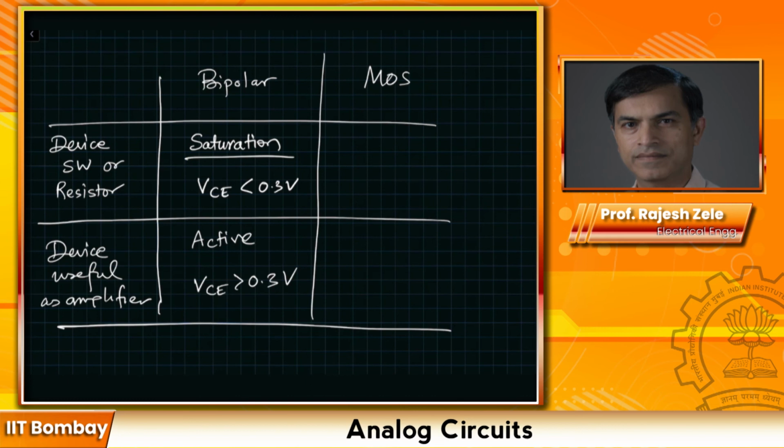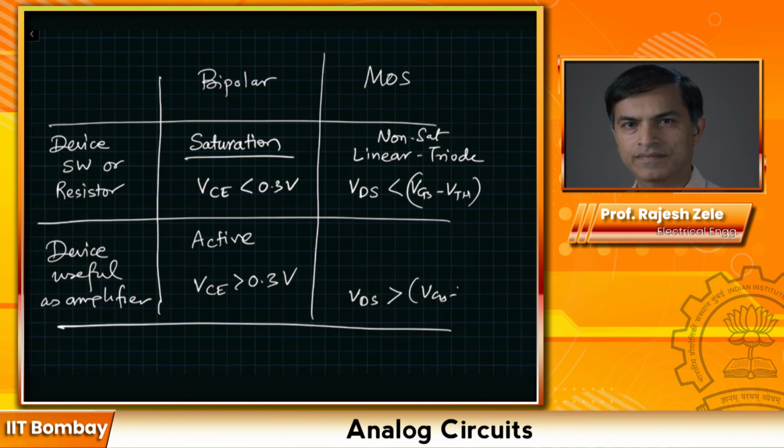In case of MOS, when VDS is less than VGS minus VTH, then we call that the linear region, triode region, or non-sat region. And when VDS, the drain to source voltage, is greater than or equal to VGS minus VTH, then we call that the pinch-off region, when the channel is pinched off, but we label it as the saturation region. So this is a comparison between bipolar and MOS operating under the same type of operation.